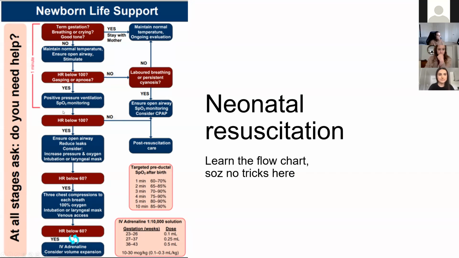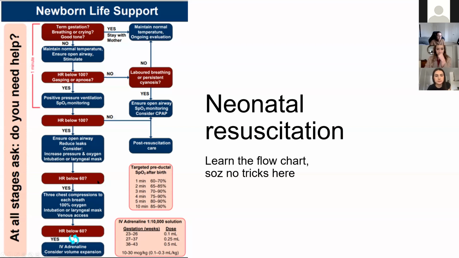And if you find then that the heart rate is still below 100, then you need to go on to the next step. So if the heart rate is still below 100, then you need to ensure that the airway is open, and make sure that you've got a good seal with the positive pressure ventilation. You might consider changing the pressure that you're giving and increasing the amount of oxygen, and you can consider things like intubation, but that's pretty unlikely.